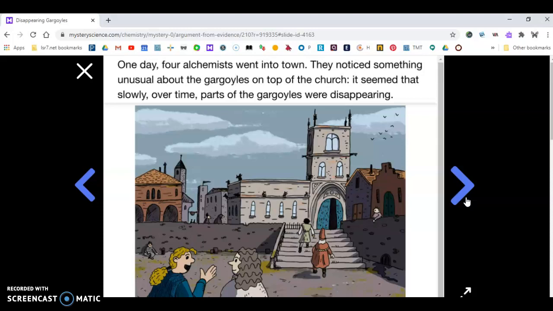One day, 4 alchemists went into town. They noticed something unusual about the gargoyles on top of the church. It seemed that slowly, over time, parts of the gargoyle were disappearing. So they're thinking and they're wondering why and what's happening. Like, why is it that parts of the gargoyles are disappearing?